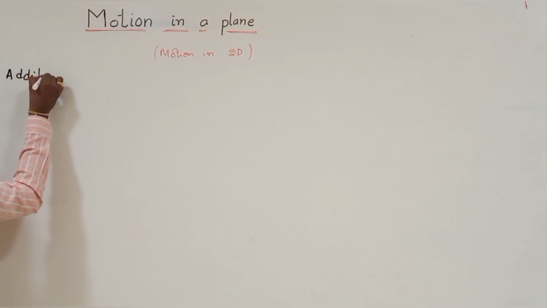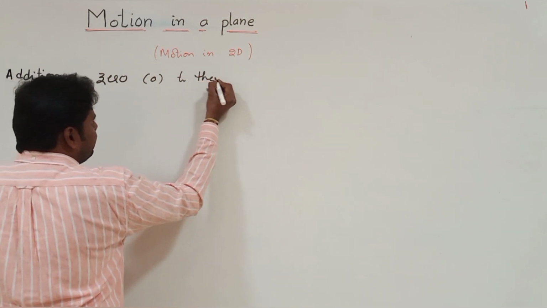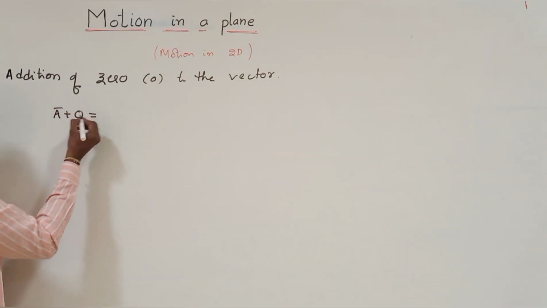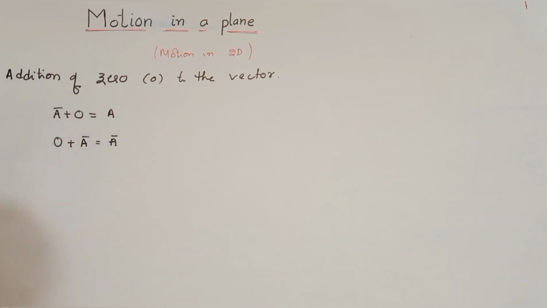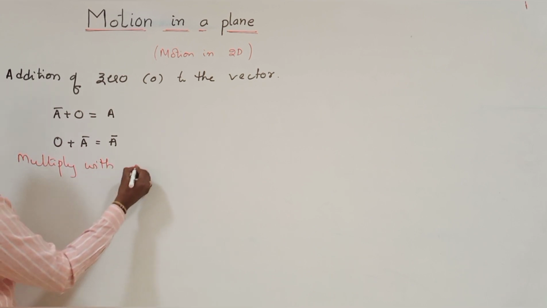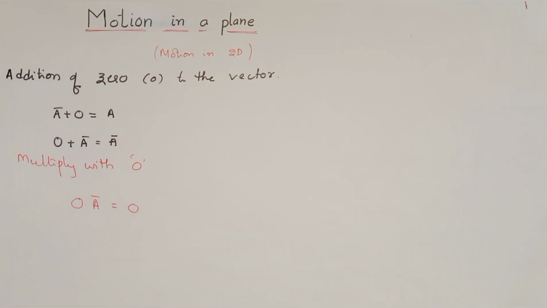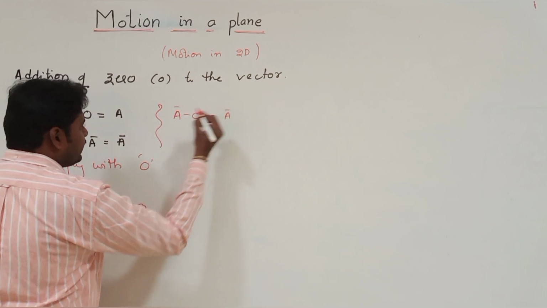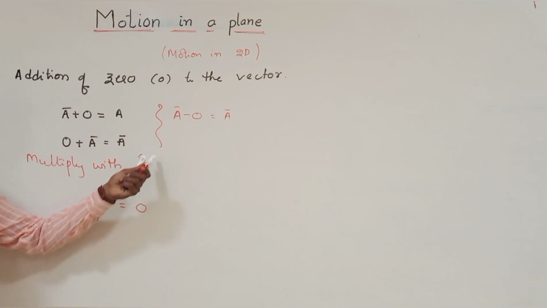Addition of 0 to the vector, not A, but every time generally we call it as vector. Vector A plus 0, again what happens? It's A only. Or 0 plus vector A is again vector A only. And multiply with 0. Now what happens? 0 into vector A, simply 0. So when it is added, of course, when it is subtracted, no issue, A minus 0 is equal to vector A. But when it is multiplied, the entire result becomes 0. Sometimes this will be useful in the problems.